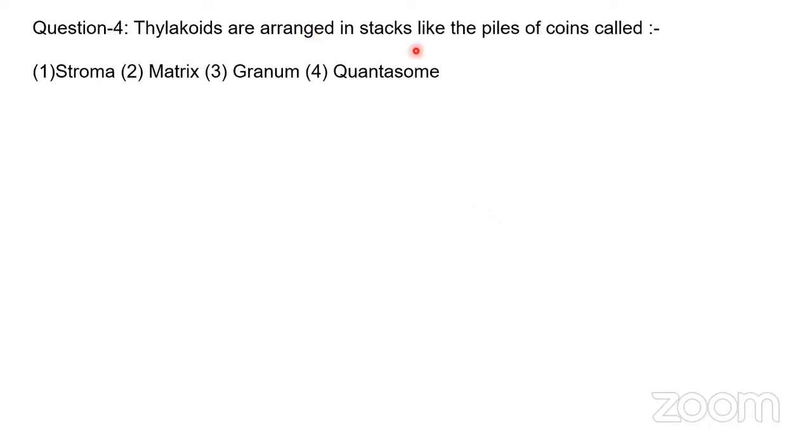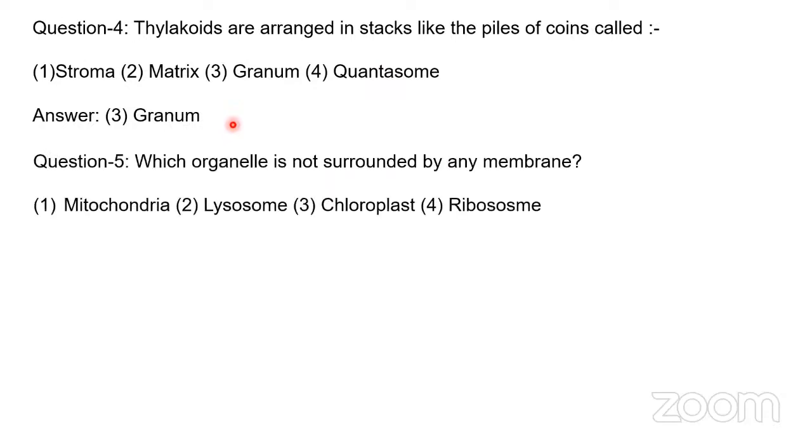The next question is: thylakoids are arranged in stack-like piles of coins called stroma, matrix, granum, or quantosome. We know that thylakoids, which are coin-like structures, are arranged in stack-like piles of coins to form the structure known as the granum. So the correct answer is the granum, while stroma is the matrix of the chloroplast itself.